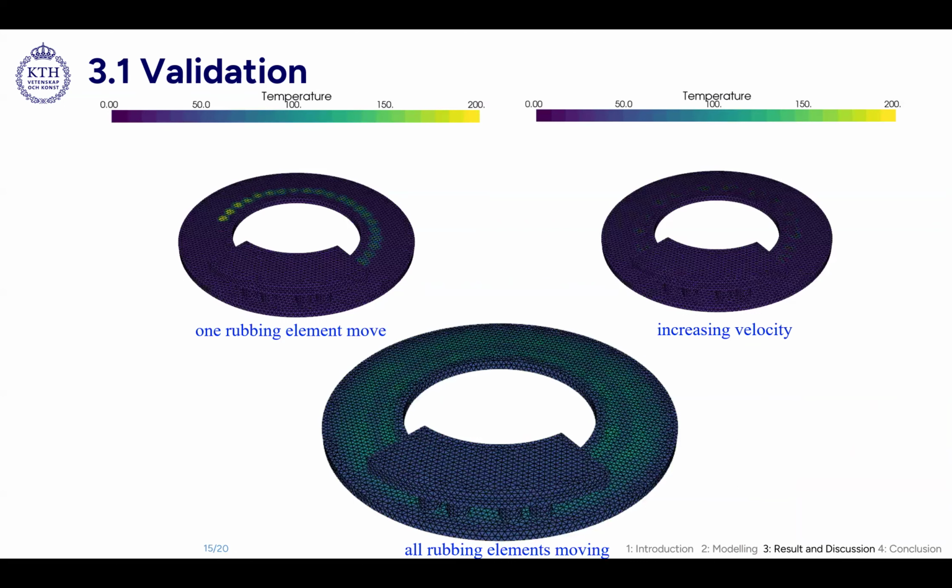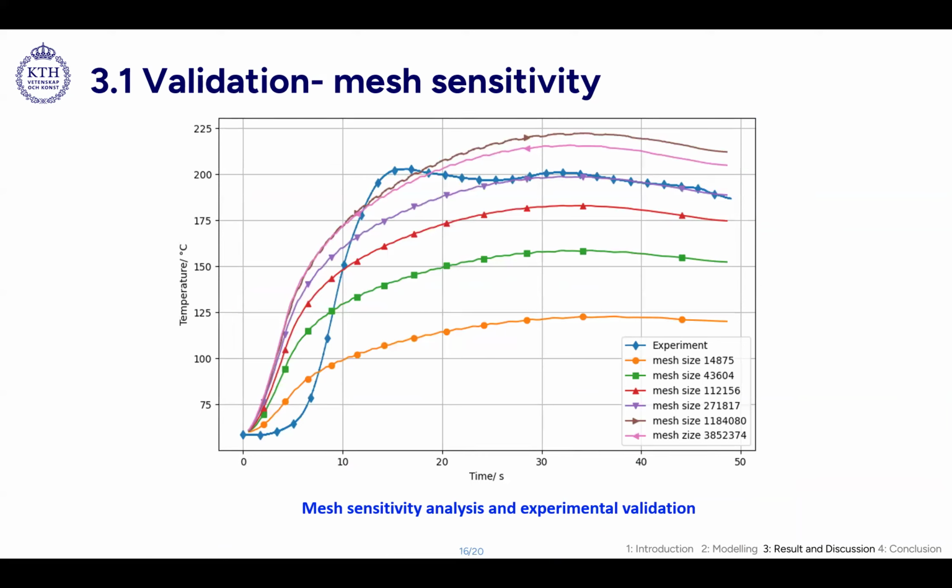Through this animation, it seems good that the temperature is increasing. All this is temperature, and it seems the brake disc temperature slowly increases. But then, if we compare with the experiment, okay, it's a large difference. This part should be the mesh element size.